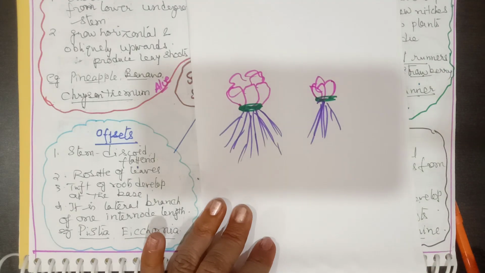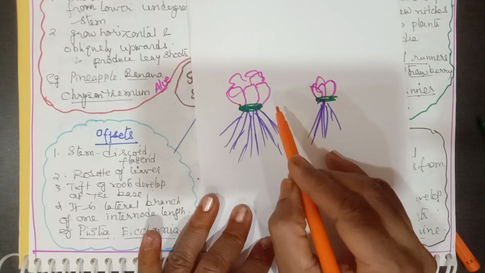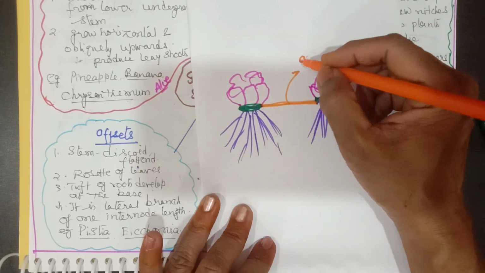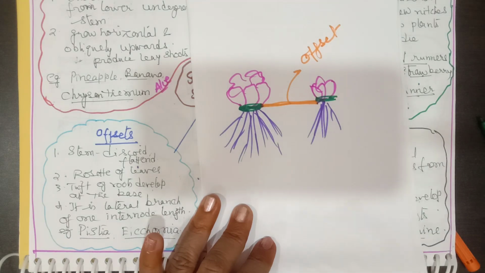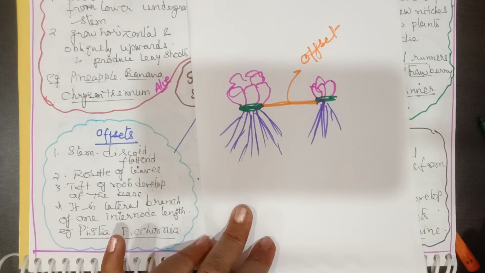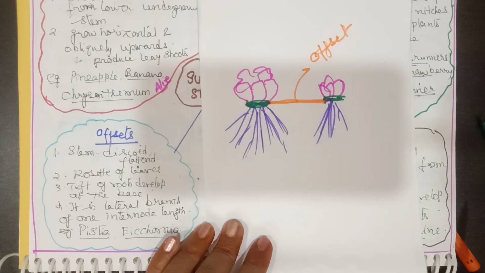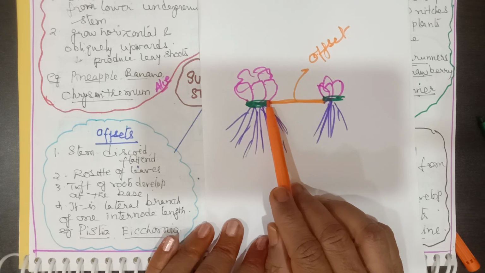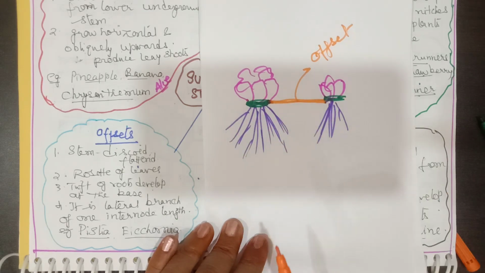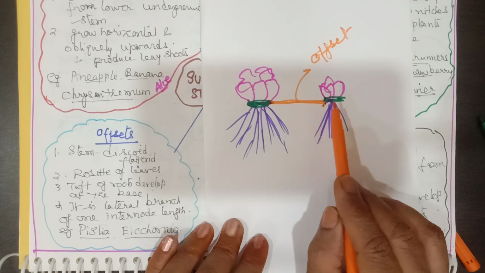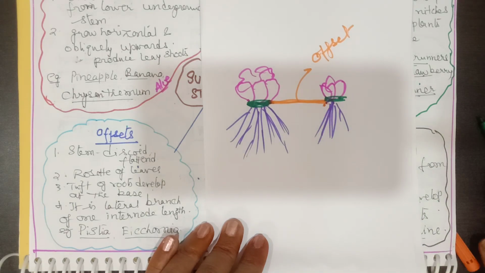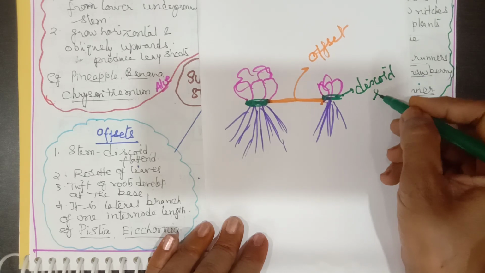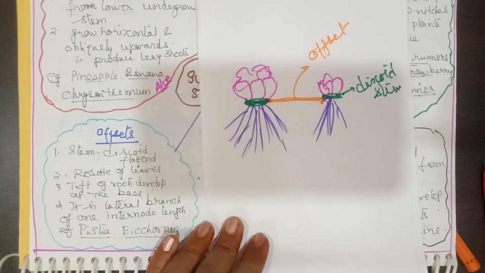Now, these two will be connected with the help of a horizontally growing branch. This branch is called an offset. Now, how will this offset grow? The offset grows from the axillary bud of each leaf. Each leaf will give out an axillary bud. At the tip of this offset, it will again develop a discoid stem. This is a discoid stem, flattened and disc-like.